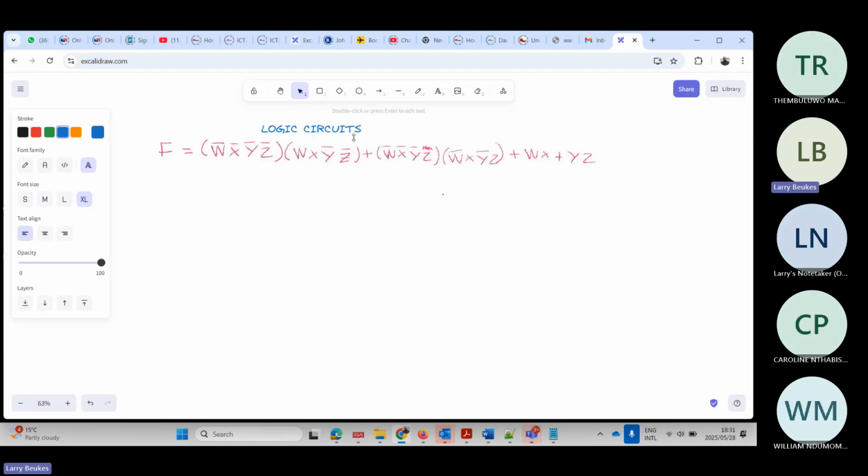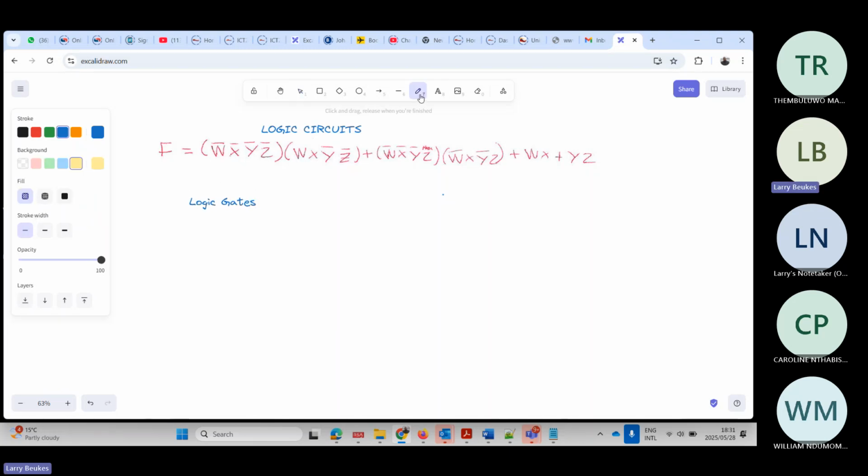Logic circuits are basically in your second assignment, third assignment, and your exam. I know it's something from 11 marks, maybe we can say 9 marks up until 19, right? Before we jump into logic circuits, we need to first understand logic gates, right?